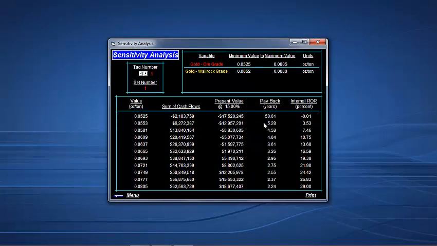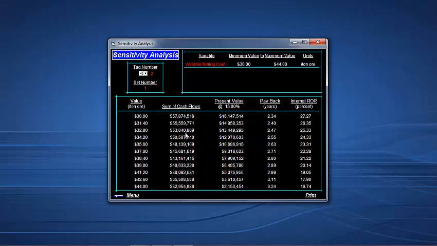Sensitivity analyses, of course, are available in the program, so we're varying our gold grade between 0.0525 and 0.0805 ounce per ton. You can see the various sum of cash flows, net present values, payback periods, and internal rate of returns. Project's fairly sensitive to the grade of gold, going from losing money to about a 29% return on investment. Not so much for the mining cost, going from a 16.7% rate of return to 27% rate of return through the range we defined.